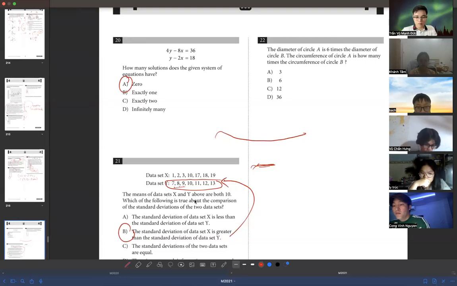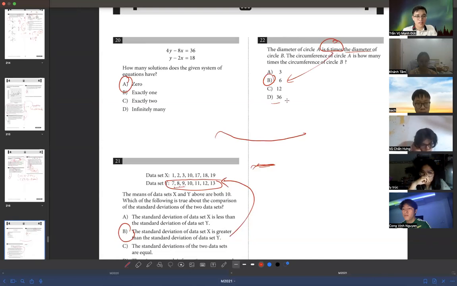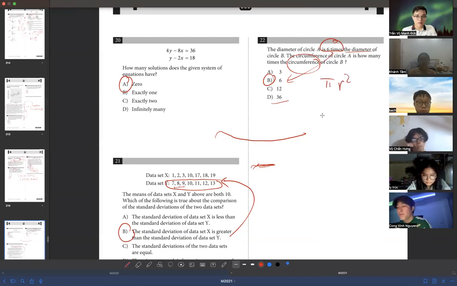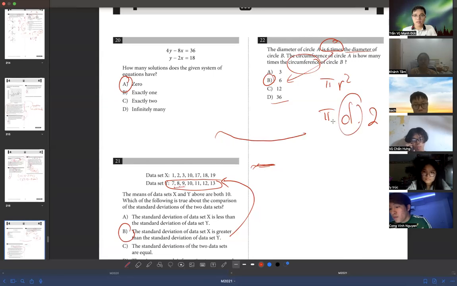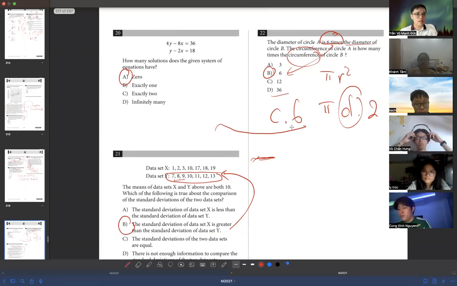Oh, B. Okay, B, circumference, circle B. Okay, this one, 6 times the diameter of circle B, and this one is also 6. If you don't read carefully enough, it will be a trick question because you might choose 36 if you assume the circumference has this equation. But in fact, the circumference has this equation. Okay, D times 6, so the circumference will be times 6. Right? Remember, I find most people make this mistake.